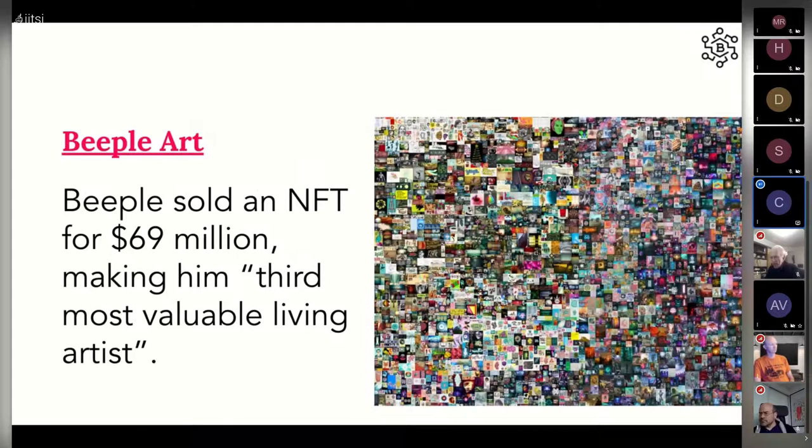This is another hype that has recently come into this NFT space. In February, one art piece from an artist named Beeple was sold for $69 million, making him the third most valuable living artist by just one sale. The whole sale was done in Ethereum. A crypto billionaire, with a B, bought this art for $69 million worth of Ethereum.